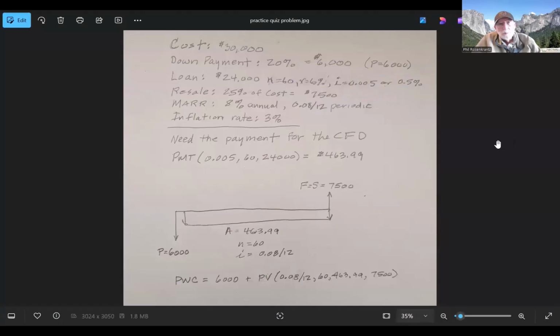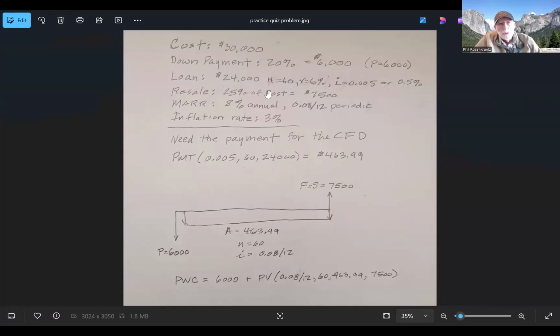So with that, let me finish up something that I forgot to include. It had to do with the practice quiz. Let me get back to the practice quiz. On the practice quiz, I mentioned there was a question, and it had to do with a car loan, and it said $30,000 cost, down payment of 20%, 6% loan over 5 years or 60 periods.